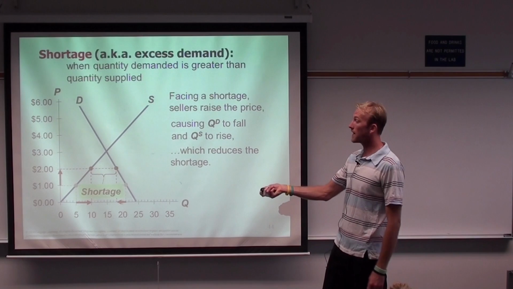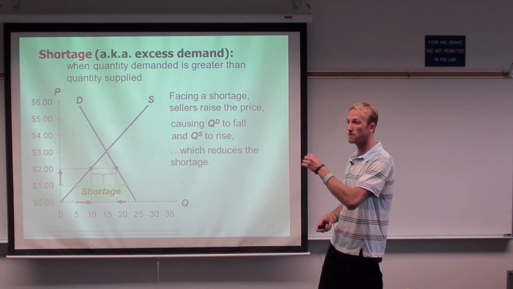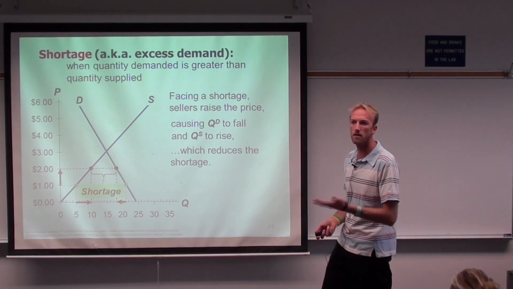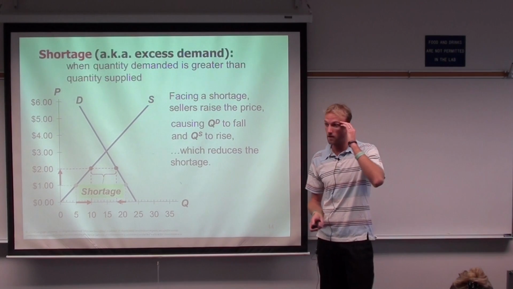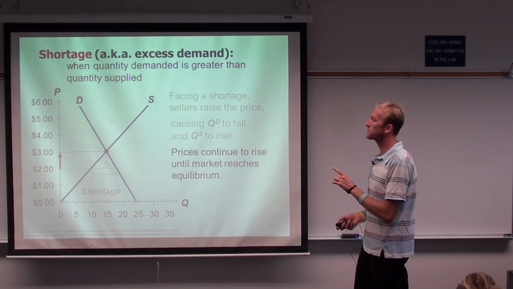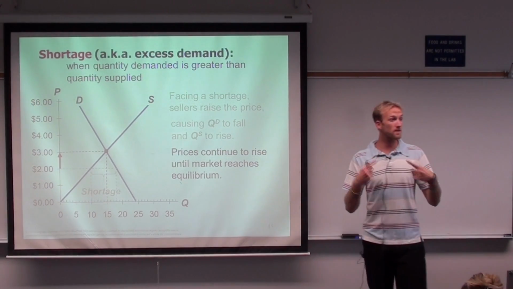Quantity supplied rises because now the firms can make more, because they're getting more per latte. There's still a shortage, though, because we haven't raised the price all the way up to the equilibrium price. They're going to keep raising prices up until you get to the equilibrium price. So this point is remarkably stable.